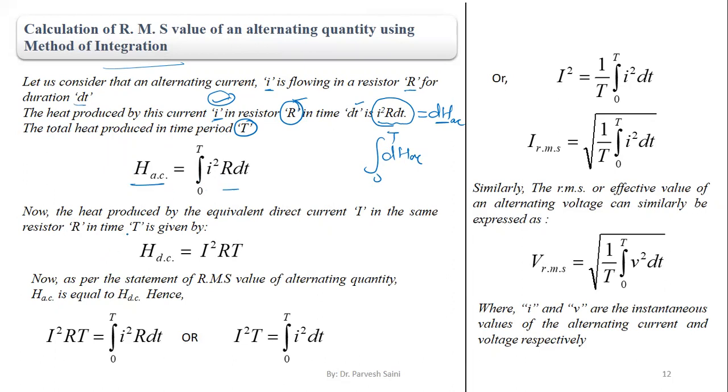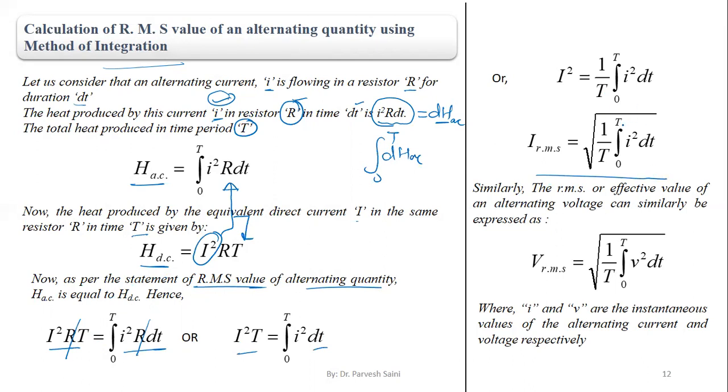Now, if we consider some direct current which, when it flows through the same resistance R for the same duration T, produces some heat, that is HDC. As per the statement of the RMS value, if these two are the same, we get this equation here. We have cancelled R with R, and we have simplified it here.